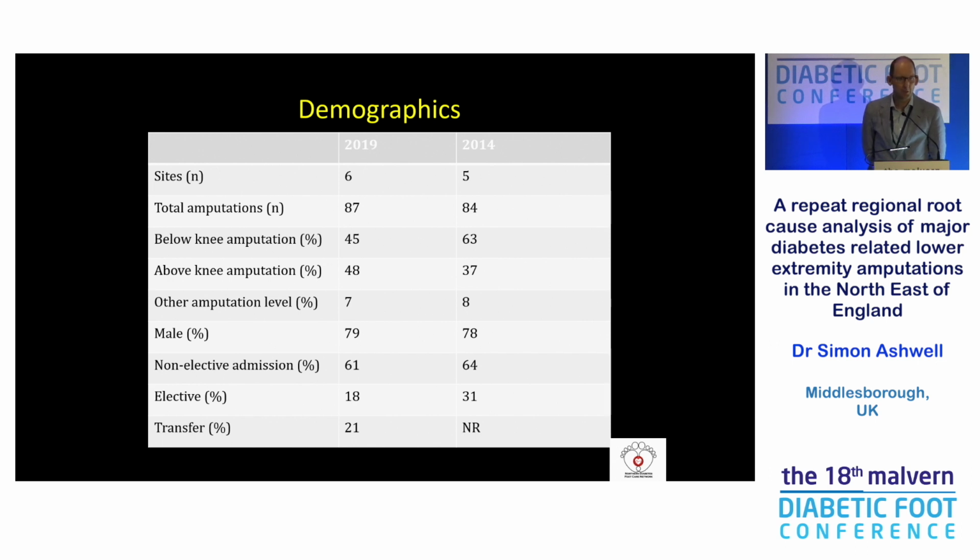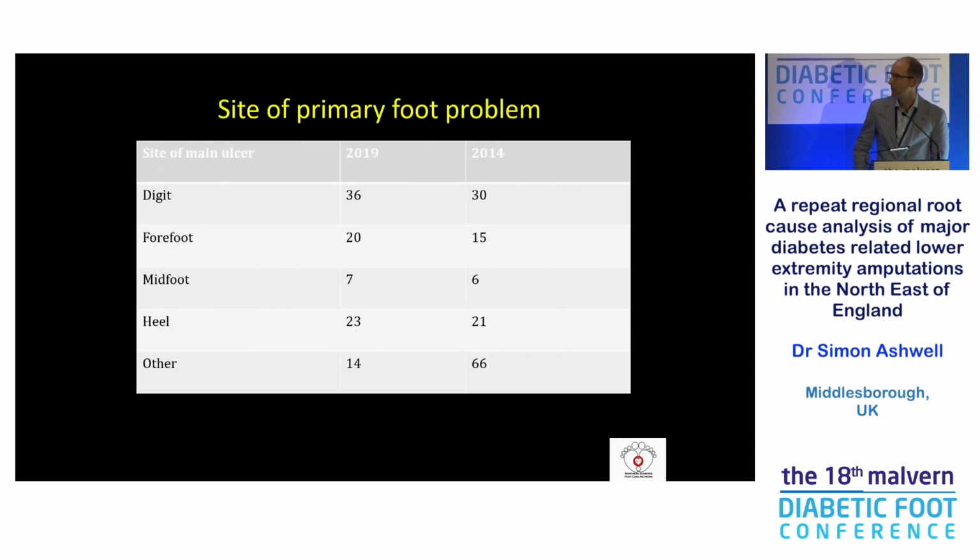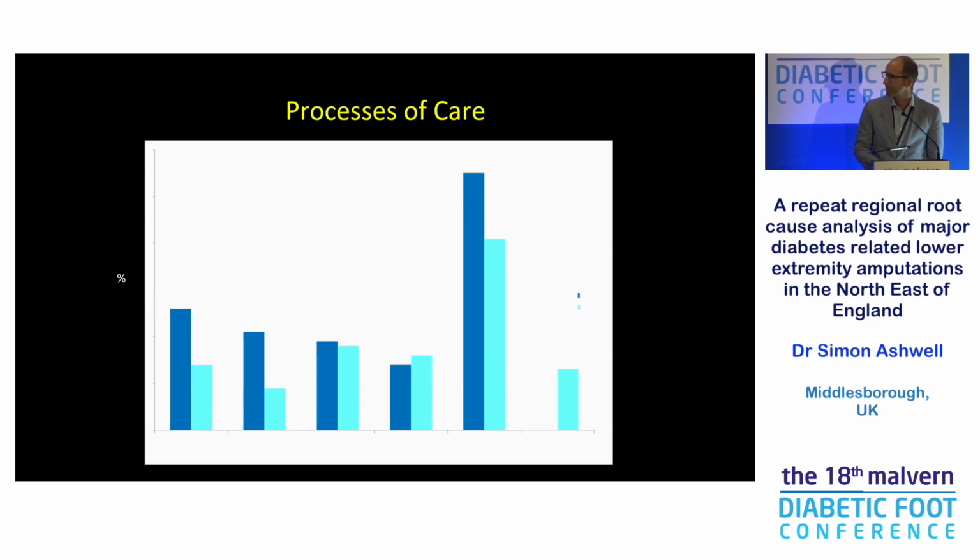The people having amputations were mostly male and mostly admitted on a non-elective basis. The site of the primary foot problem was predominantly digital, followed by heel and then forefoot ulceration. Unfortunately, the slide has taken away the graphics that were shown on here, so apologies for that.